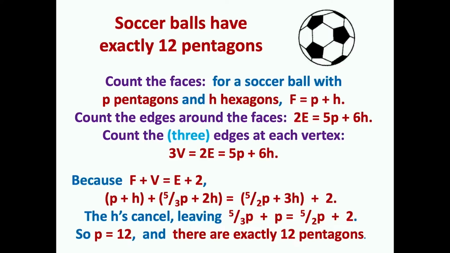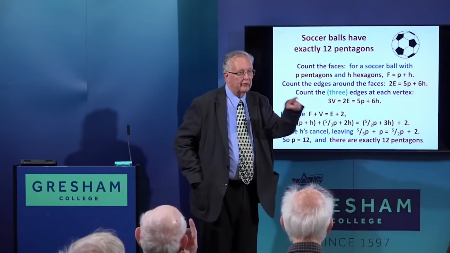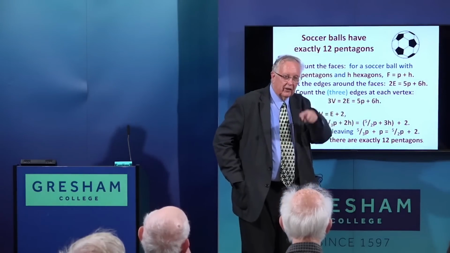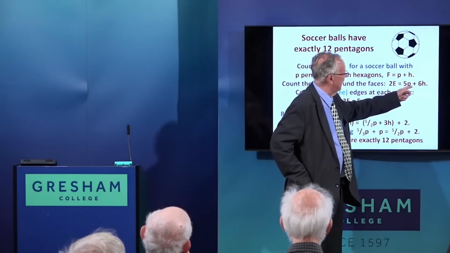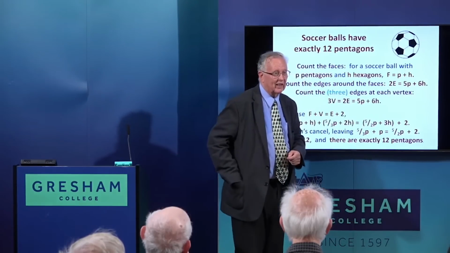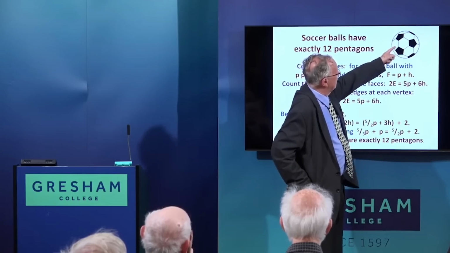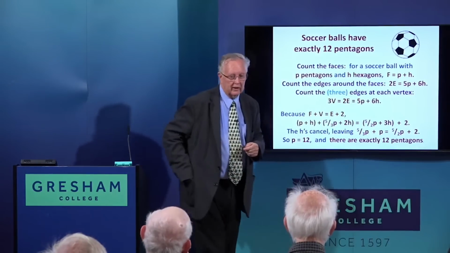So first of all, I'm going to assume I've got a soccer ball with p pentagons and h hexagons. So the total number of faces is obviously p plus h. Now I'm going to count the edges around the faces. There are p pentagons and 5 edges round, so that gives you 5p edges around the pentagons. There are h hexagons and 6 edges round, so you're going to get 6h edges round there. So the total number of edges is 5p plus 6h, it seems. Oh, but each edge has got 2 faces, so if you do this, you're going to count each edge twice, once for this face and once for this face. So in fact, you get 2e and not e.